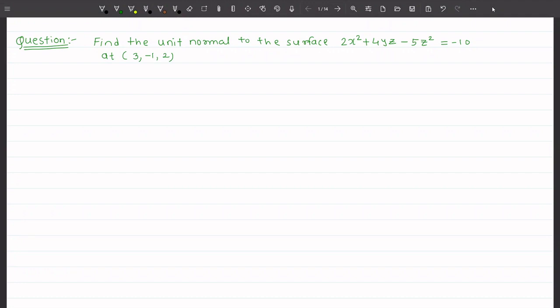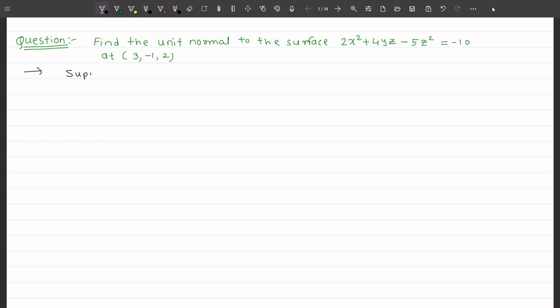Hello students, today's question is: find the unit normal to the surface 2x² + 4yz - 5z² = -10 at the point (3, -1, 2). So basically, what is the formula to find the unit normal to the surface? Let us understand first.